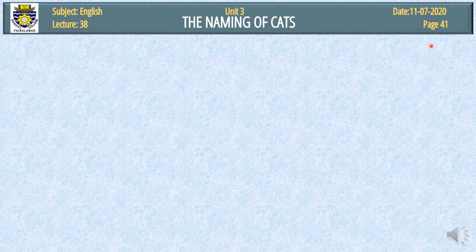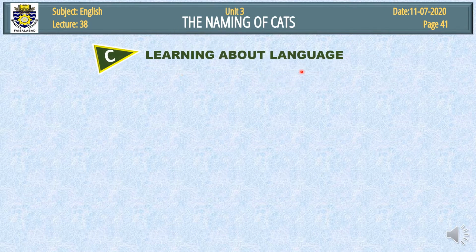Open your books at page 41. We'll start with part C. Part C is learning about language. Today's lecture is very important as we are going to discuss two figures of speech, simile and metaphor. Often poets use simile and metaphor in their poetry.